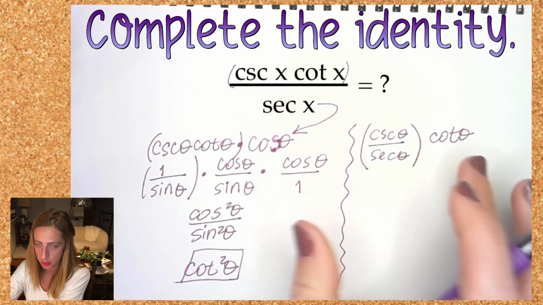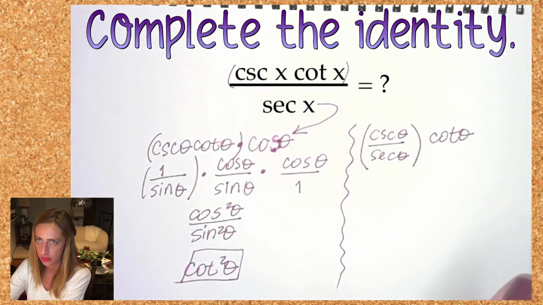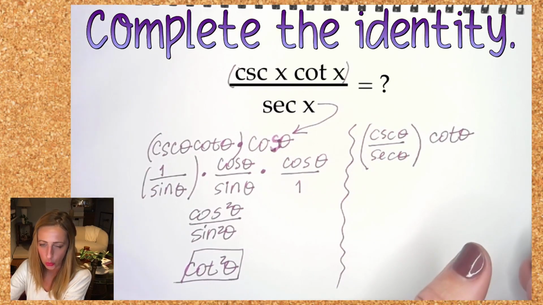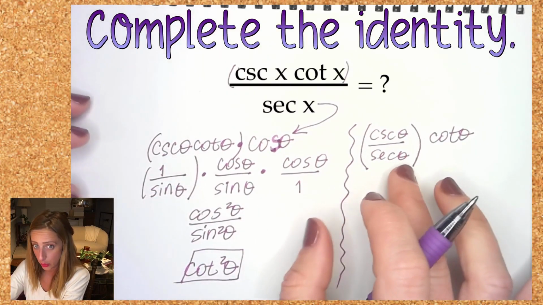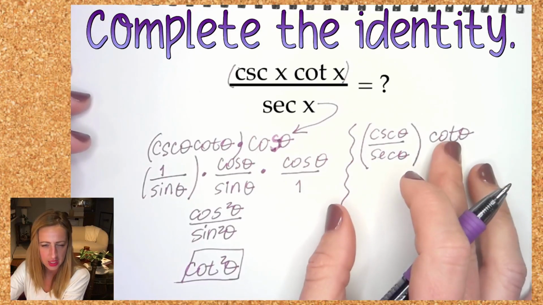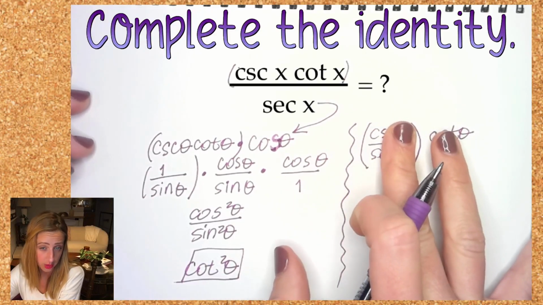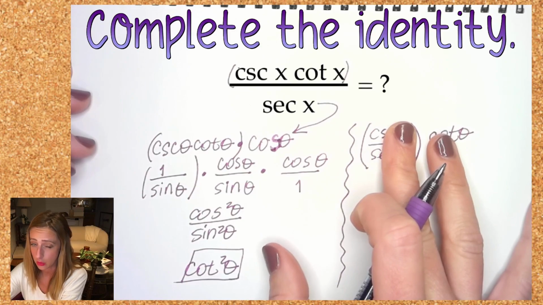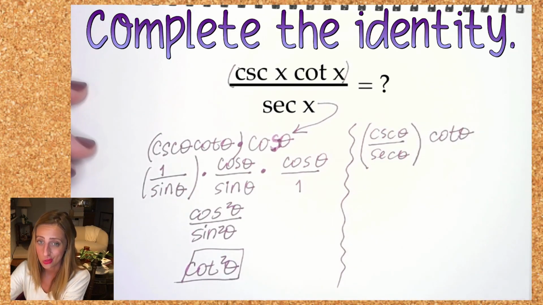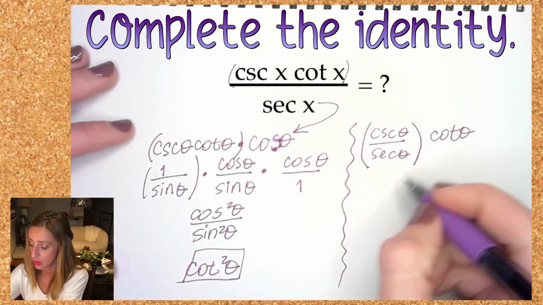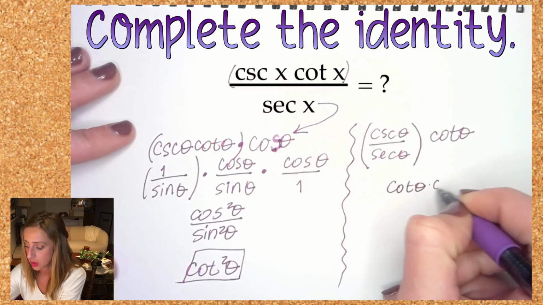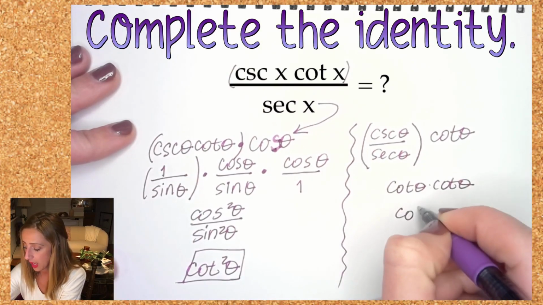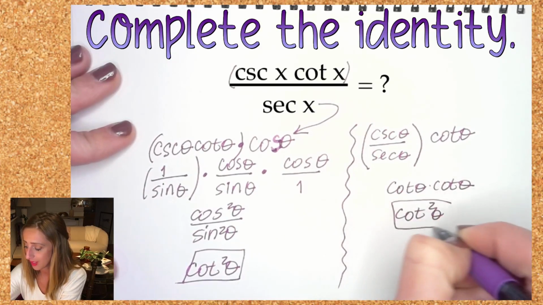Multiplication does not have to come before division. PEMDAS is sort of like a lie because multiplication and division really are the same thing. So they are interchangeable, as are addition and subtraction. So if you know the bonus quotient identity, not only does cotangent equal cosine over sine, it also equals cosecant over secant. So that right there is another cotangent. That brings me cotangent times cotangent, which again, we finish with cotangent squared theta.